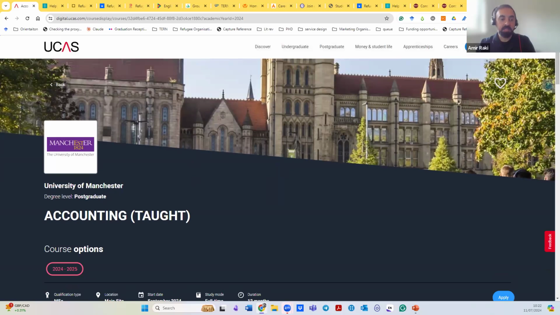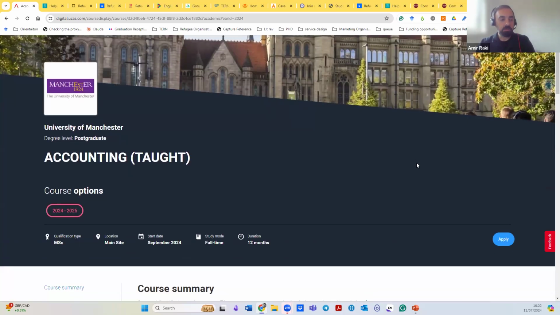As you can see, in front of accounting, it says taught, which, if you remember from the slide that I showed you, when it says postgraduate taught, it means it's like a normal university course. You go to class, you have lectures, seminars, assessments, exams, and dissertation. If it says research, it means you don't have any classes or assessments or exams. You only do research, you write a dissertation, and you will have your degree.